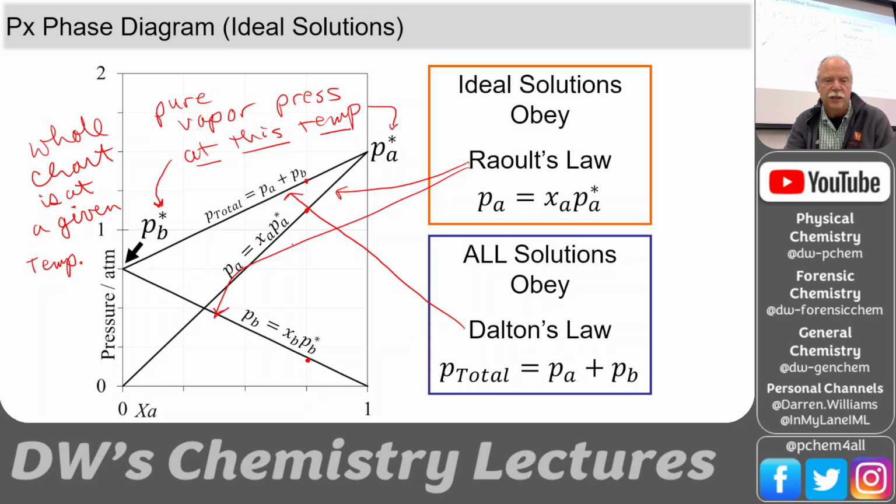Now we can look here and we can see that at this temperature, this is the boiling temperature for this mixture right here. About what would you say, about 0.3 moles of A in total moles. So that would be the boiling point: on this chart, Dalton's line crosses 1 atmosphere at 0.3.